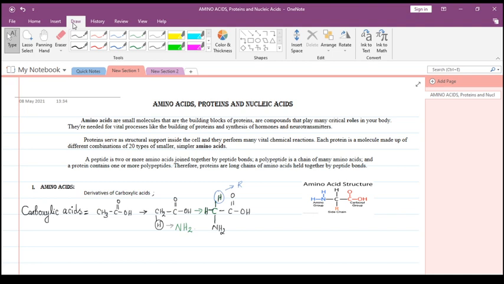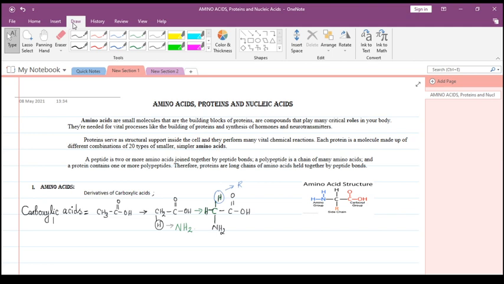Proteins serve as structural support inside the cell and they perform many vital chemical reactions. Each protein is a molecule made up of different combinations of 20 types of smaller or simpler amino acids. A peptide is formed when two or more amino acids combine together and form a bond called a peptide bond. Amino acids combining together form peptide bonds, and the polypeptide is called a protein.